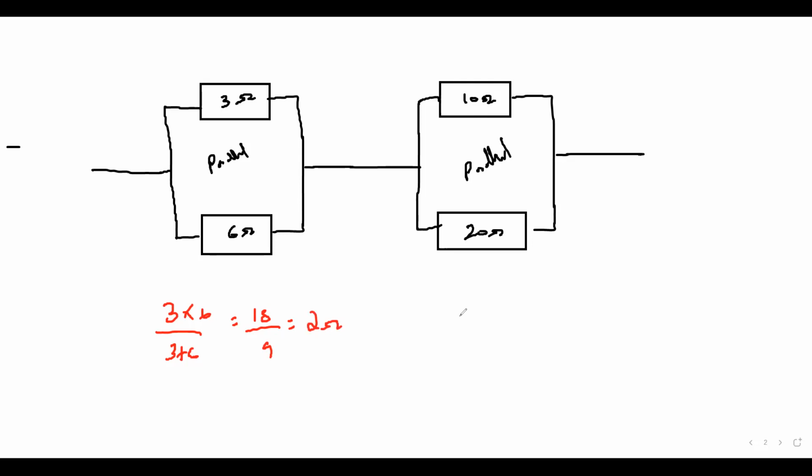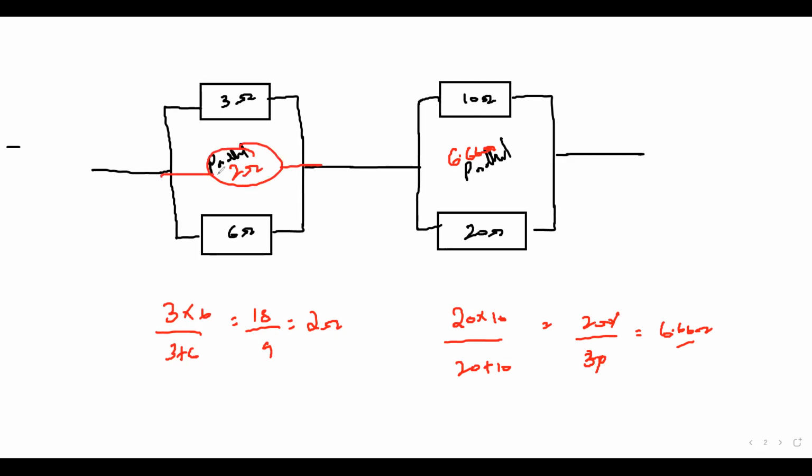And here 20 and 10. So product divided by sum. 20 into 10 divided by 20 plus 10. So this will be 200, and 20 plus 10 is 30. So 200 divided by 30, or 20 divided by 3, equals 6.66. So when we work out the combined here, the total is 6.66. And the combined here is 2. So now this 2 ohm, because that's the combined, and this 6.66 ohm.